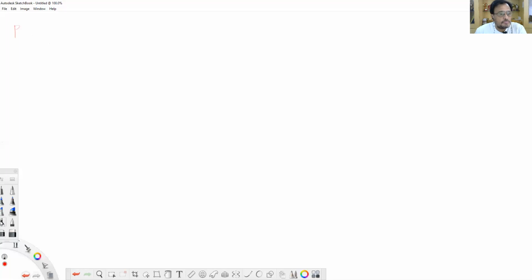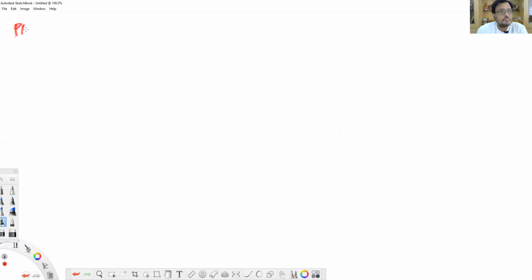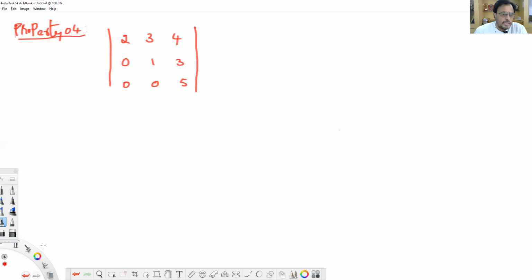Property 4. What it indicates is also a very small derivation. First, let me give a small example here. Suppose 2, 3, 4, 0, 1, 3, 0, 0, 5.